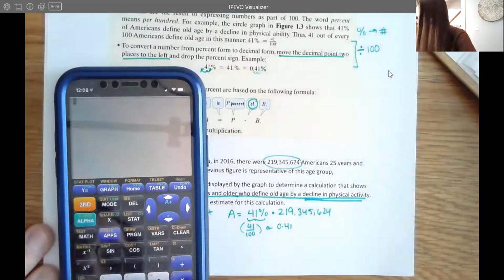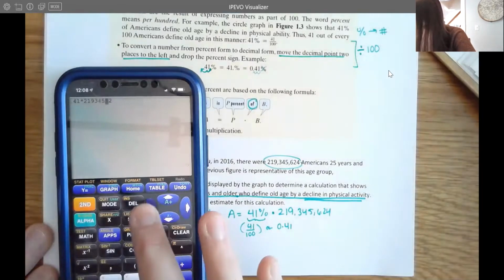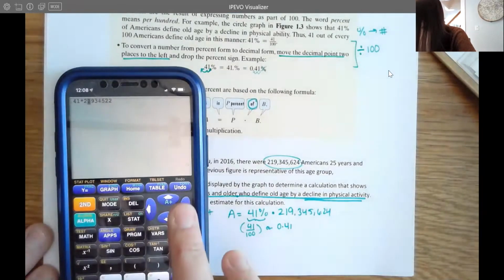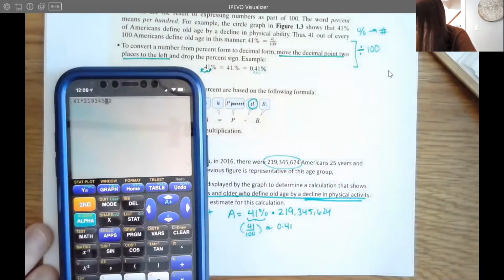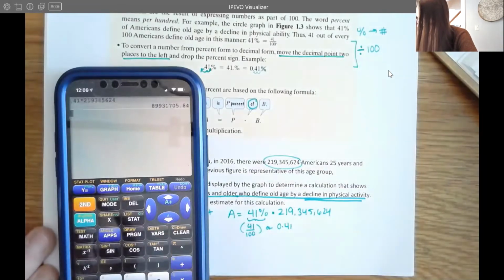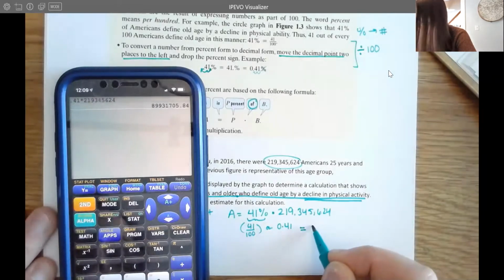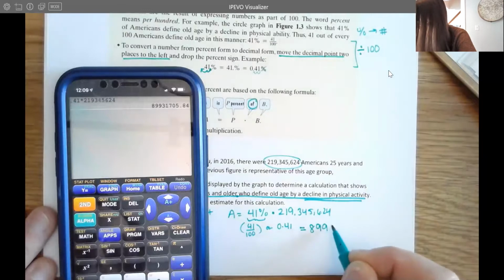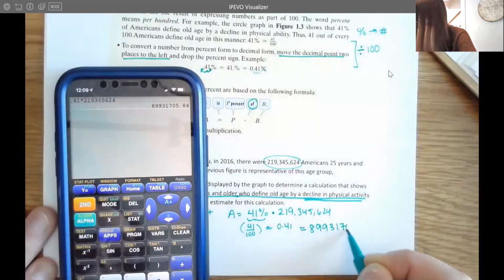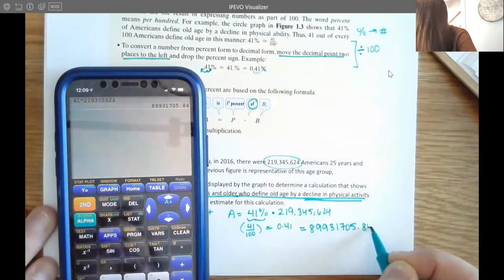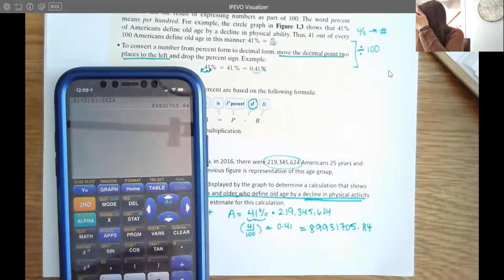So when I do that, take that 0.41 and times by 219,345,624. And what I get here is 89,931,705.84.